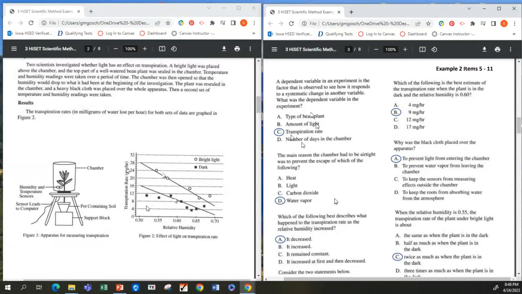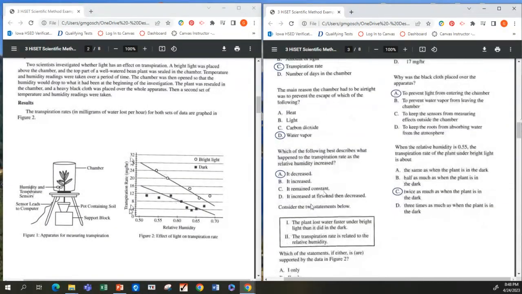The main reason the chamber had to be airtight was to prevent the escape of which of the following? Heat, light, carbon dioxide, water vapor. Yes, it's trying to measure the humidity, which is the vapor, moisture in the air. So the water vapor. Okay, which of the following best describes what happened to the transpiration rate as the relative humidity increased? I just made that comment there, that we could see that as relative humidity increases, the transpiration rate falls or decreases.